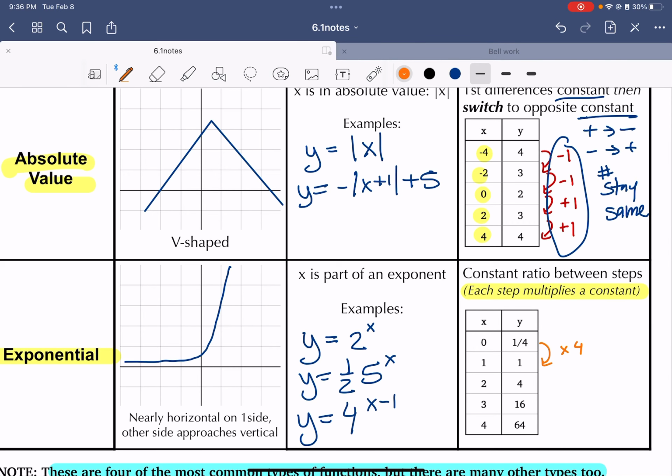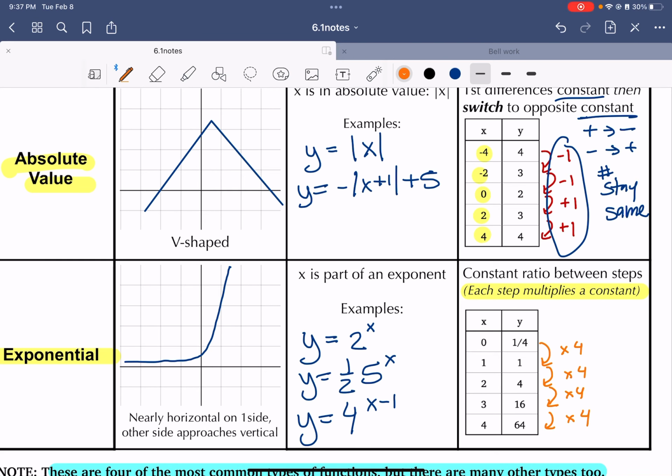4 times 1/4 is 1. And then 1 times 4 is also 4. 4 times 4 is 16. And 16 times 4 is 64. So each time I'm multiplying by 4. So that works out. Each step multiplies by a constant.